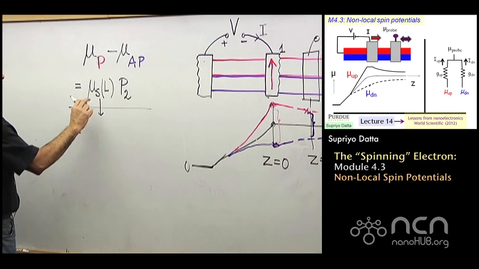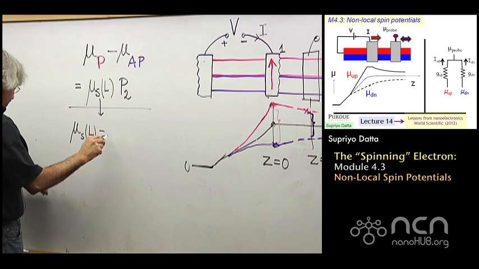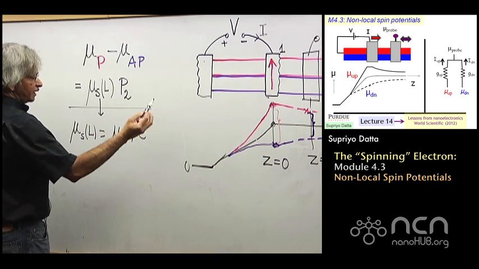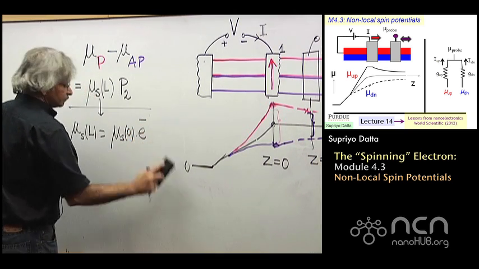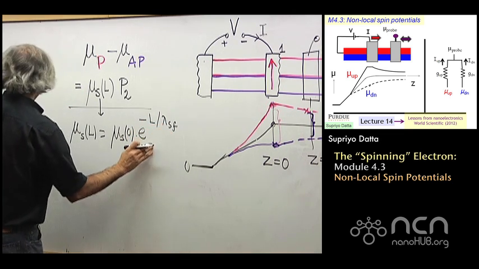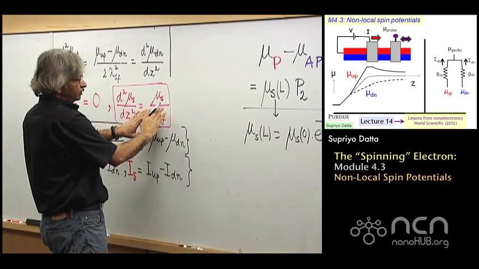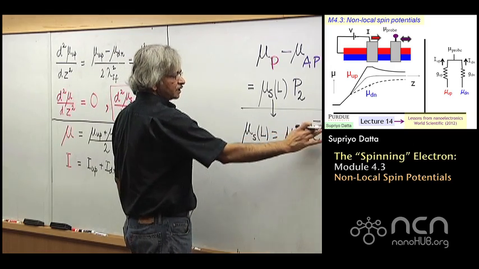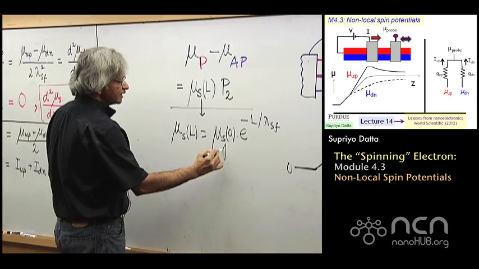So first thing is mu s at location L is actually the spin potential at location 0 times exponential minus L over lambda SF. So this, of course, we expect from the solutions to the spin potential equation that I had mentioned before. The solutions have the form of exponentials. So the further you go, the spin potential dies out exponentially. Okay. So that's one. Now question is, what is mu s 0?